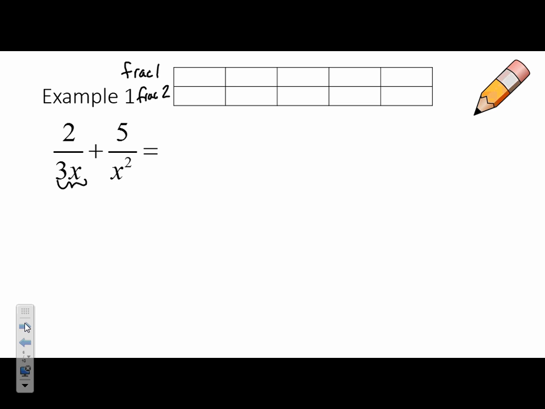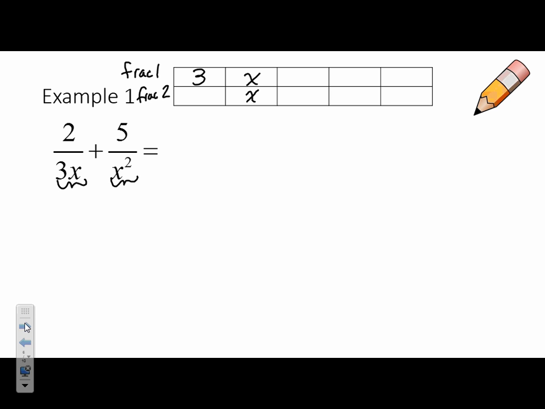So 3x is made up of a 3 being multiplied by an x. Notice how I wrote them separated, because they're each part of that factor. 3 is a factor and x is a factor. Now, what about the second fraction? It has an x squared, but x squared is the same thing as x times x. So fraction 2 has an x in common with fraction 1.